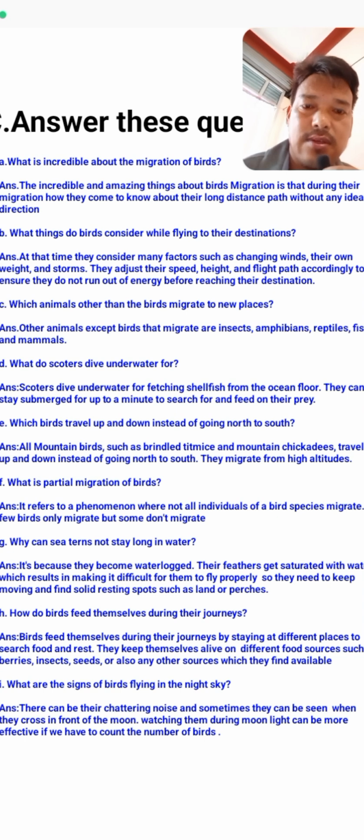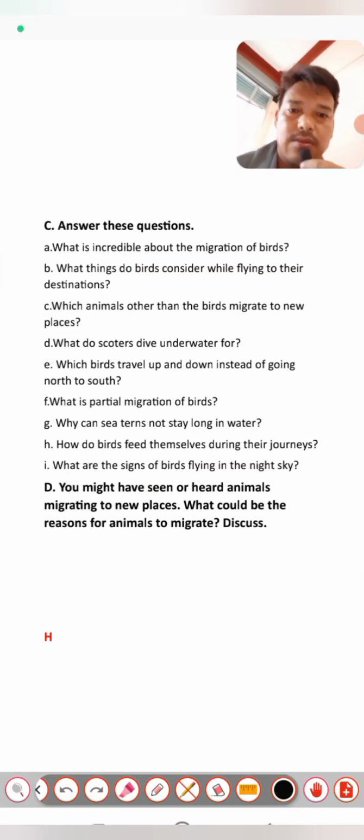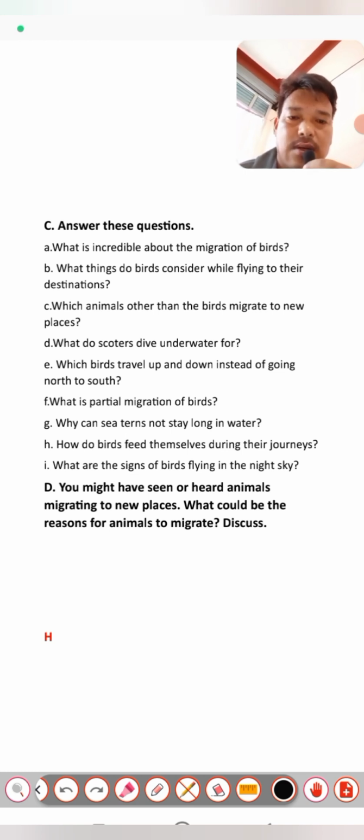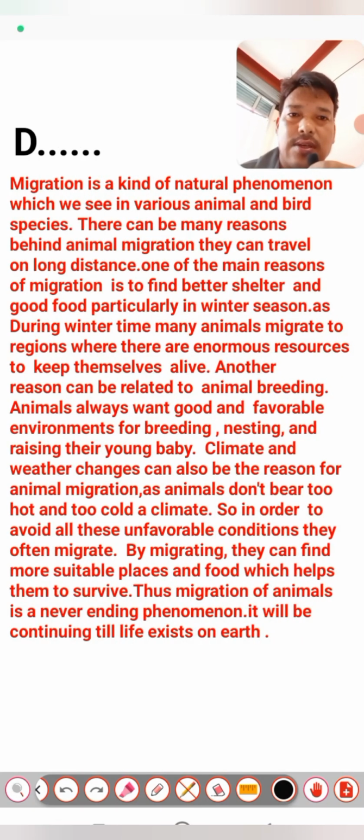So let's see. We have D number, students. You might have seen or heard of animals migrating to new places. So what could be the reason for animals to migrate? Discuss. So here in exercise D, students, we have heard about the migration of animals to new places. What could be the reason behind their migration? We have to discuss. I have written the answer, so have a look at it. So here is the answer.